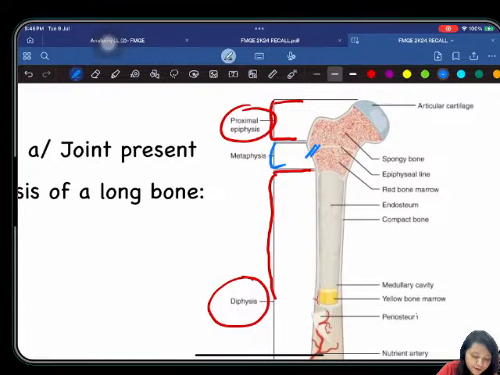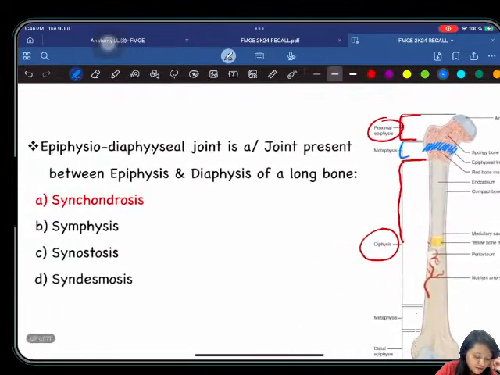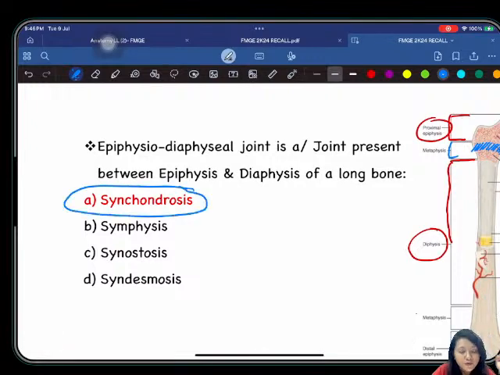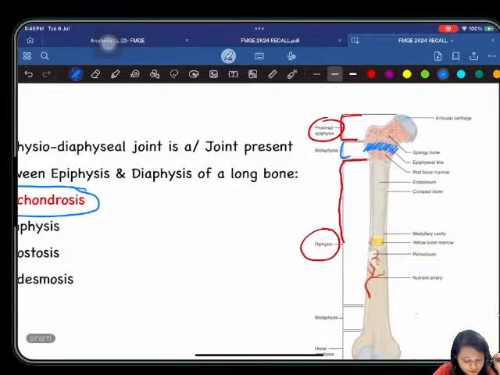So this joint, we are saying about the epiphysis, the joint, that is a metaphyseal plate. The epiphysis and the diaphysis is what type of joint? So they are asking about this. So the answer here is your synchondrosis. It is your synchondrosis, not synostosis. Synostosis is not a joint. So the answer is synchondrosis.